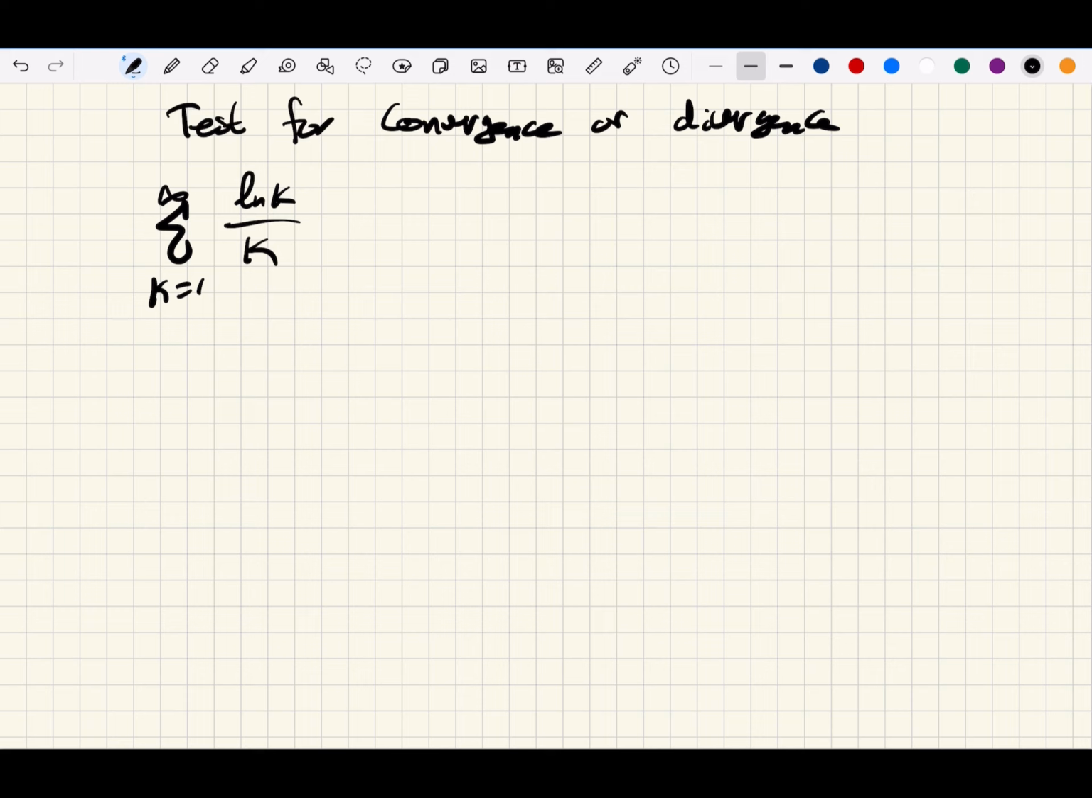Yeah, I think what we probably might want to do is compare it to something that's divergent, right? So can you think of something that is divergent that it would be convenient to use? 1 over k. 1 over k is a divergent harmonic series, right? So let's think about this for a second. What about natural log of k over k? How does that compare to 1 over k?